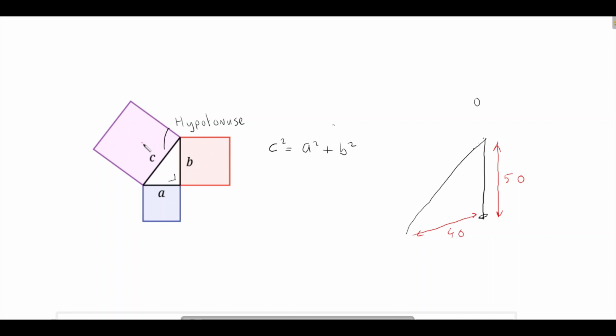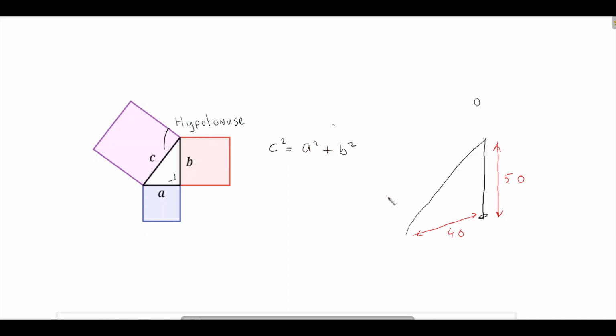So what that means in this case is you can see this large triangle here. The area of that is going to be equal to the area of B plus the area of A in this case. So you can see it's written up here, C squared is equal to A squared plus B squared.